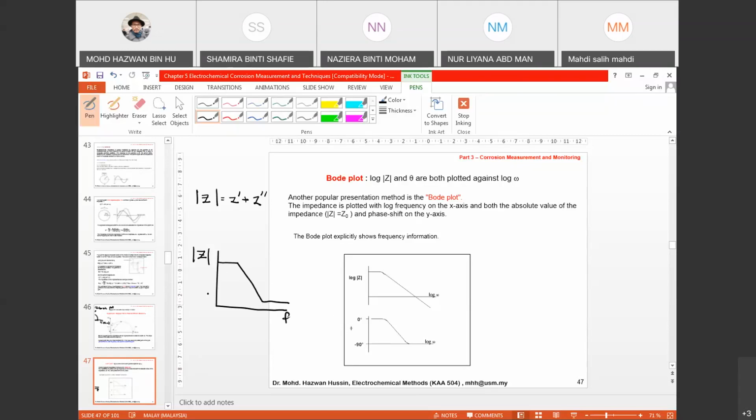We'll get information like this. As I told you earlier, to indicate what electrical components you will have in your system, you see how many flat lines you have. Over here, I have one and I have two.